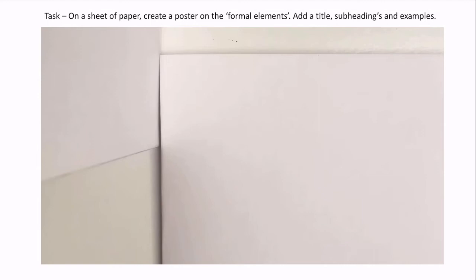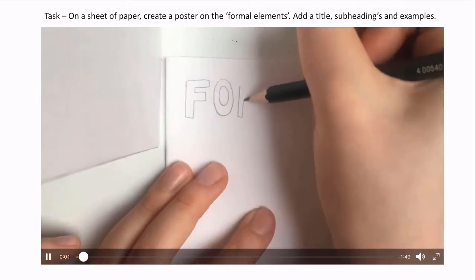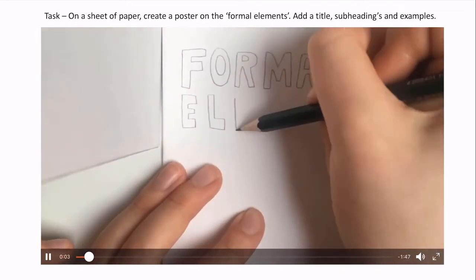Okay, so for your task, what I'd like you to do, on a sheet of paper, create a poster on the formal elements. So I want you to add a title, subheadings, and examples. But I've done a video of this so you are able to see me doing it first, so you know exactly what to do.